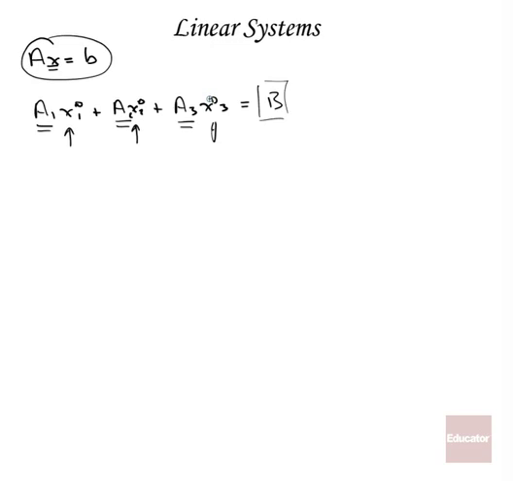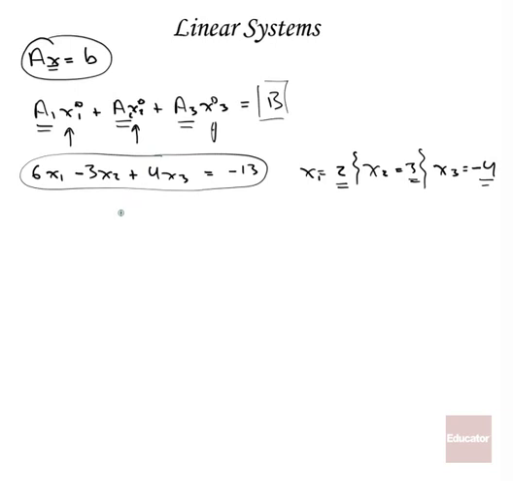Okay, so let's use a specific example. If I had something like 6x1 minus 3x2 plus 4x3 equals minus 13, I might have x1 equals 2, x2 equals 3, and x3 equals minus 4. Well, this 2, this 3, this minus 4 for x1, x2, and x3 is a solution to this linear equation. That's all we're looking for. We're looking for variables that satisfy this equality. That's all that's happening here.